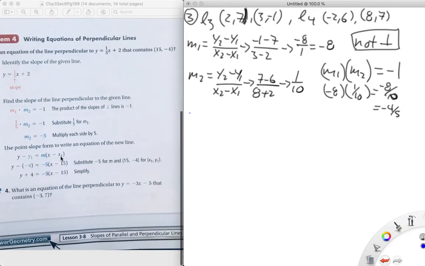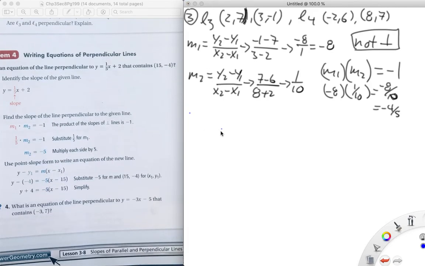Okay. Find an equation of a line that's perpendicular to that slope. So for number 4, my equation is y equals negative 3x minus 5. The line I'm looking for has to go through point (-3, 7). First thing I've got to do is find the perpendicular slope. The perpendicular slope is going to be the negative reciprocal of negative 3. The negative reciprocal of negative 3 is 1/3. So my perpendicular slope is 1/3, and that's the slope I'm going to use.